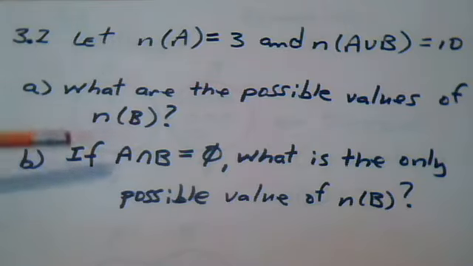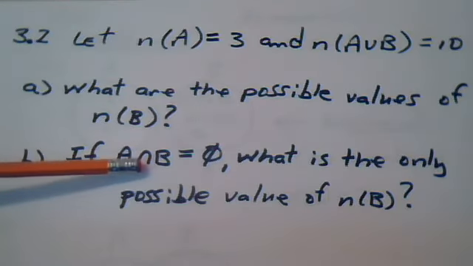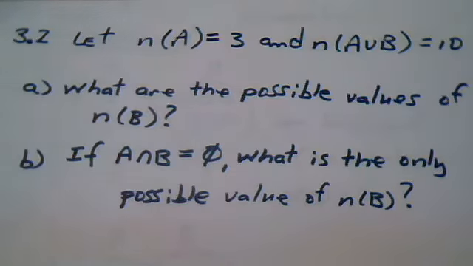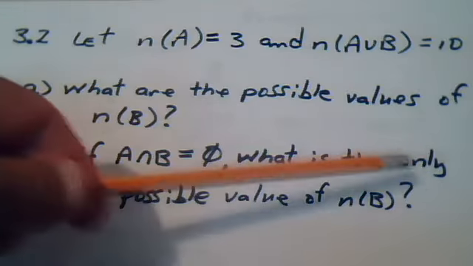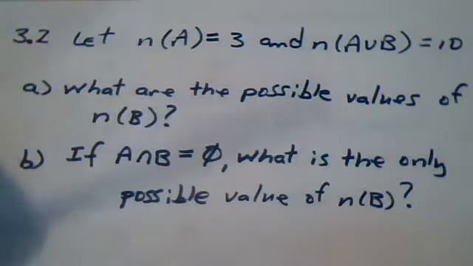And if A intersect B is empty, meaning the intersection is empty, that means they're not overlapping. In other words, there's no intersection between the two groups. They don't have anything in common. What is the only possible value for the number of elements in B?